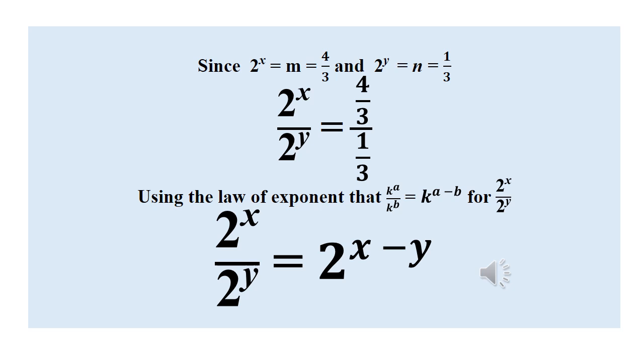So we use that for 2 raised to power x over 2 raised to power y. If we use that, we have the bases that are equal, that is 2. We take one of them, that's 2. Then we subtract the exponent x and y because of division there. So we have 2 raised to power x minus y.